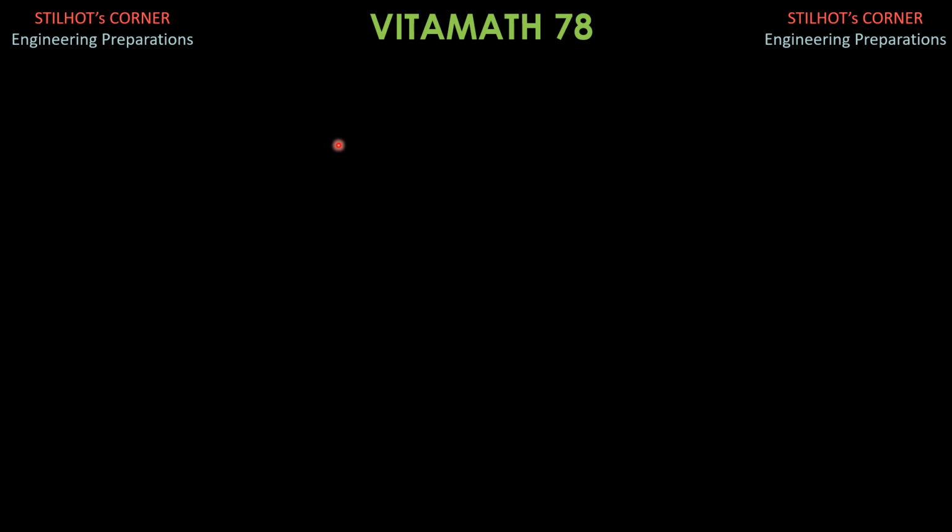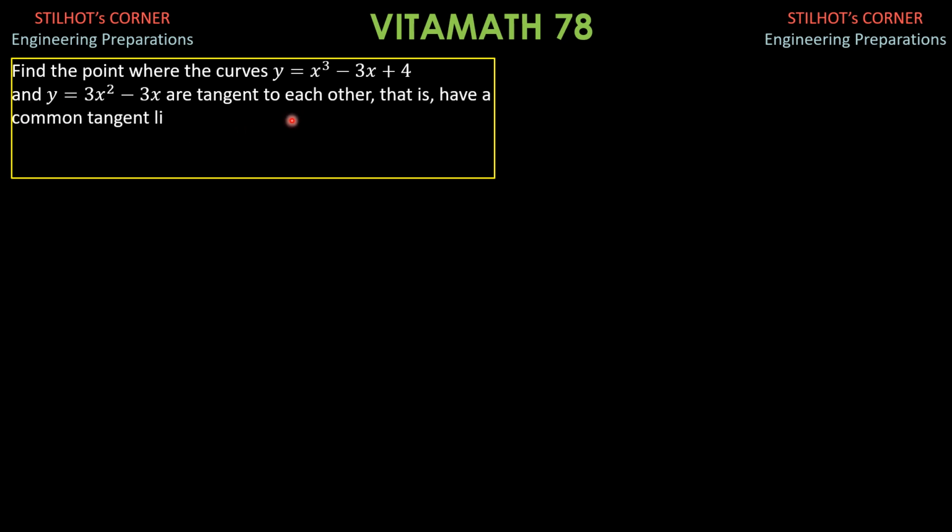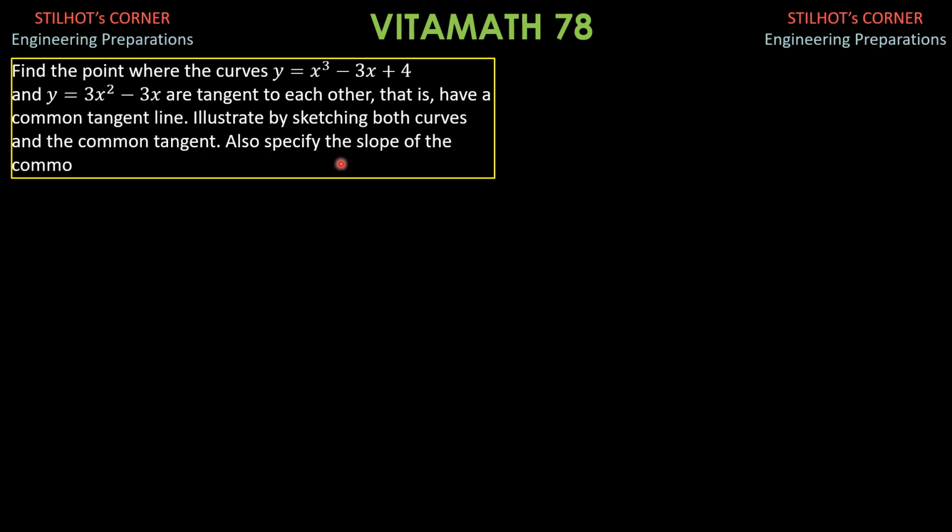This problem is taken as a problem on tangent line and sketching of curves from calculus. Find the point where the curves y equals x cubed minus 3x plus 4 and y equals 3x squared minus 3x are tangent to each other, that is, have a common tangent line. Illustrate by sketching both curves and the common tangent. Also specify the curve of the common tangent.